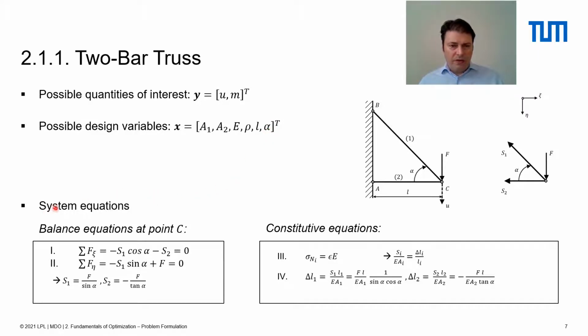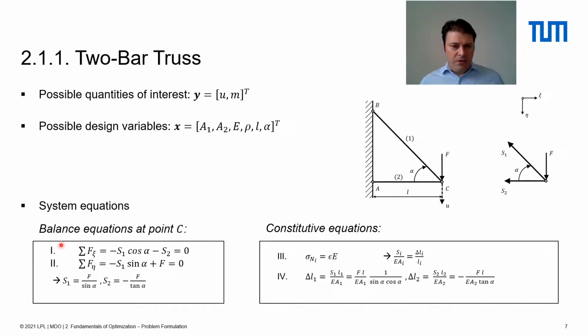The system equations that we mentioned previously are in particular the balance equations at point C. Balance refers here to the balance of linear momentum, and perhaps I'm not going to go through the equations in detail, just one brief comment on this notation here. We use as spatial coordinates ξ and η just to distinguish them from x. Okay, x is used for our design variables, and spatial coordinates are ξ and η.